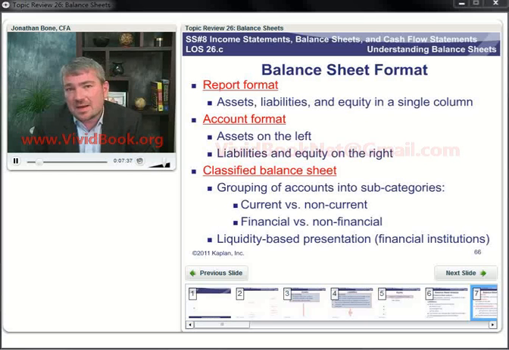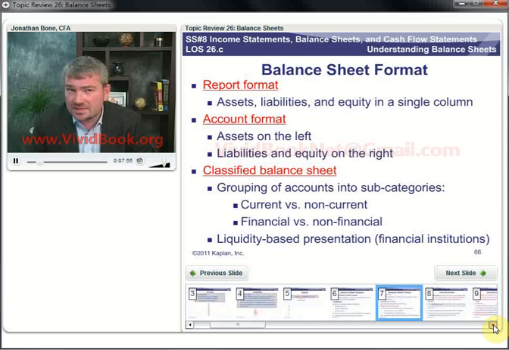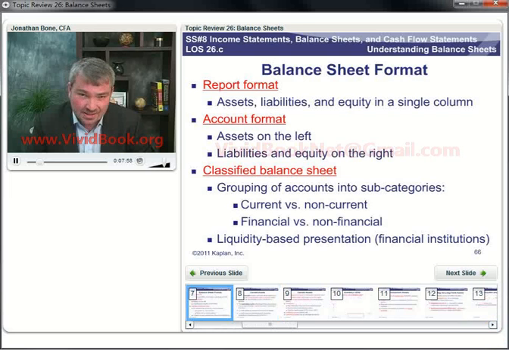Now, most balance sheets will be classified balance sheets, meaning we group accounts into subcategories. It could be current assets and liabilities versus non-current assets and liabilities. We may group financial investments together against non-financial. And some institutions use liquidity-based presentation, liquidity being the ease of conversion into cash. In particular, that's common with financial institutions.